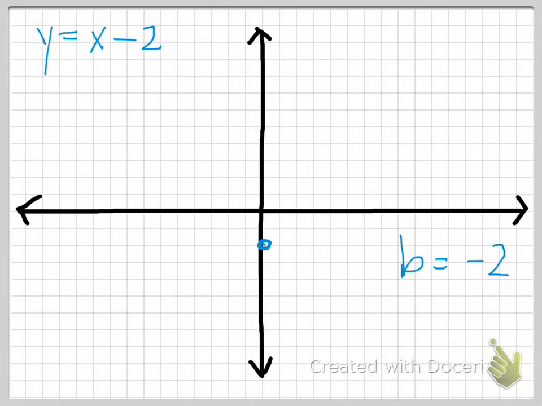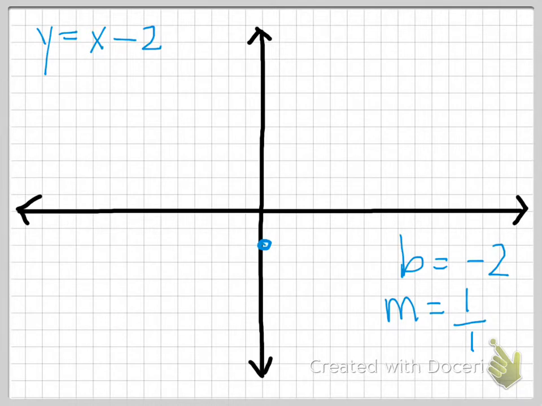Now my slope is the number that's in front of my x. And I don't really have a number written there, but there's always a number in front of a letter. In this case, the number that's in front is going to be a 1. When graphing a line, I want my slope to be a fraction. So I'm always going to put a 1 underneath if the number in front of the x is a whole number.